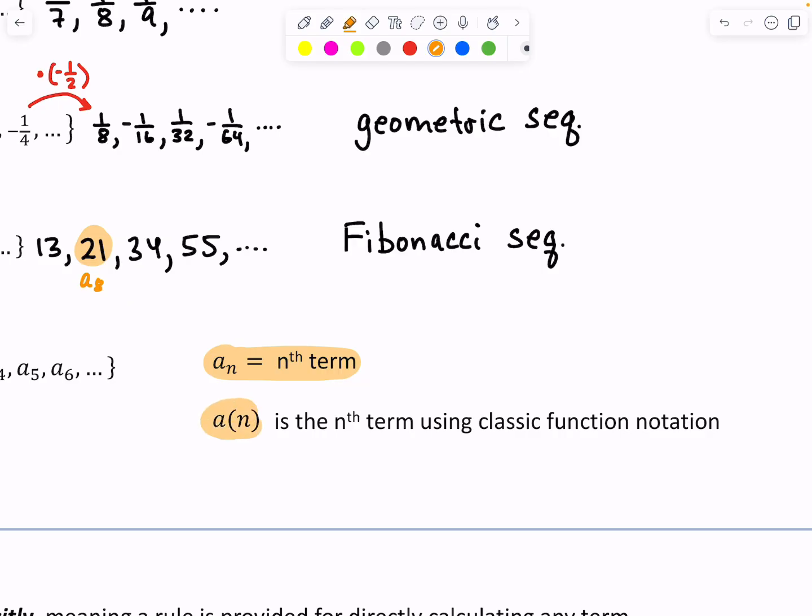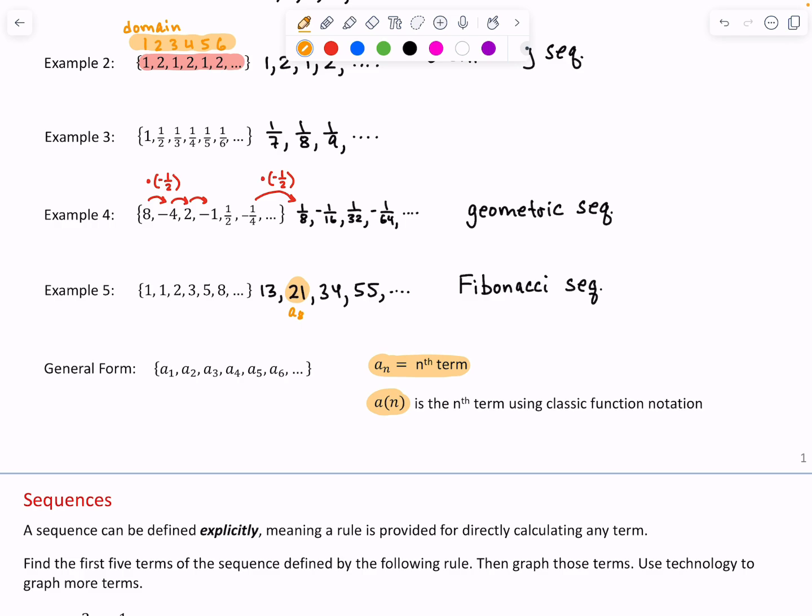We can also write a of n to represent the nth term using classic function notation. For example, in the case of the Fibonacci sequence, I can keep track of the input variable n and then give the output variable. So when n is 1, a of 1, or a sub 1, was also 1, looking here on the Fibonacci sequence. When n is 2, the second term was also 1. When n is 3, this represents the third term, that became 2. The fourth term was 3, etc. So you can see that every sequence represents a function whose domain are the counting numbers and whose outputs are the terms of the sequence itself.